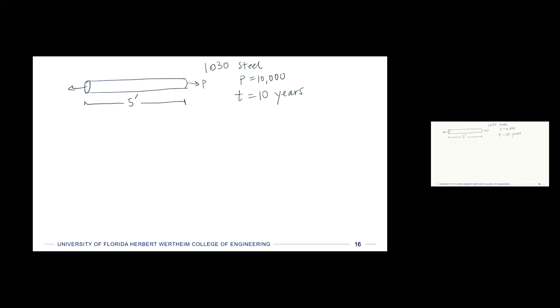at 750 degrees Fahrenheit, without exceeding 0.1 inch creep deformation. Okay, so our allowable creep deformation is going to be 0.1 inches. And it is desired to incorporate a safety factor of 1.25.